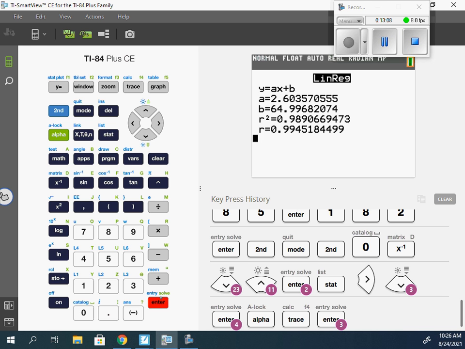And again, when I talked about this yesterday and I said the numbers aren't nice, this is what I mean. Because this is telling us that the slope, A, is 2.603570555, this number here. The y-intercept, where it intercepts the y-axis, is 64.99682074. But it does tell us the r value is 0.9945.